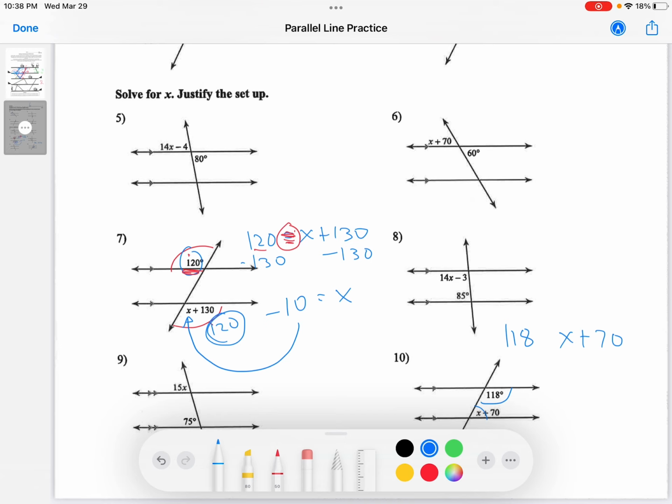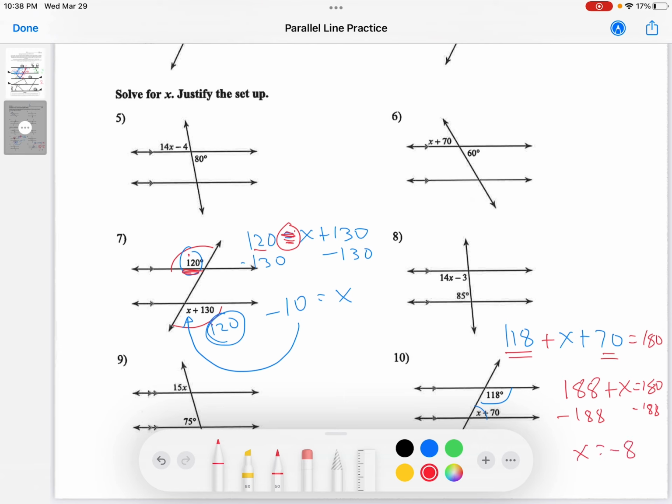Now I'm not going to write equals in the middle because they're not equal. So instead of equals, we're going to say plus, add them together, equals 180. And now we're going to combine like terms. We have 118, we have 70. That's going to be 188 plus x equals 180. And now subtracting 188 from both sides, we get x equals negative 8.